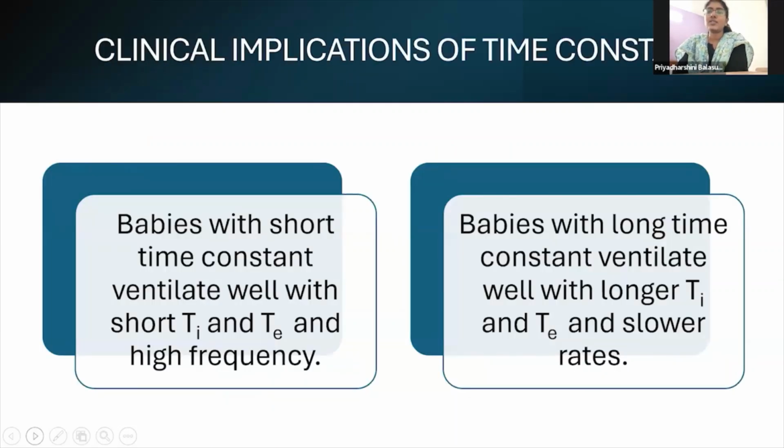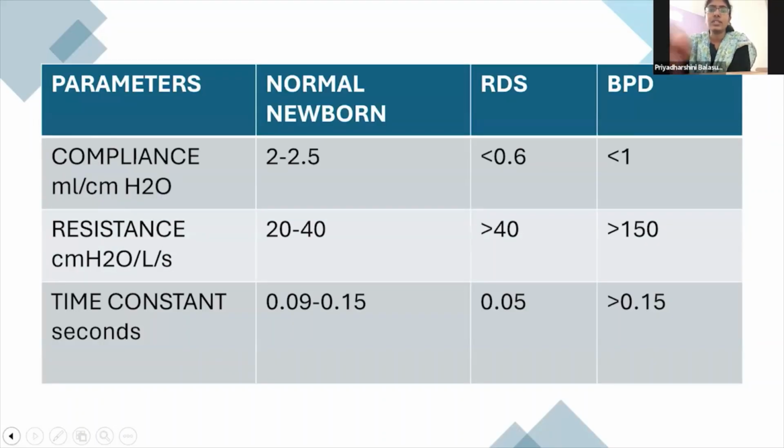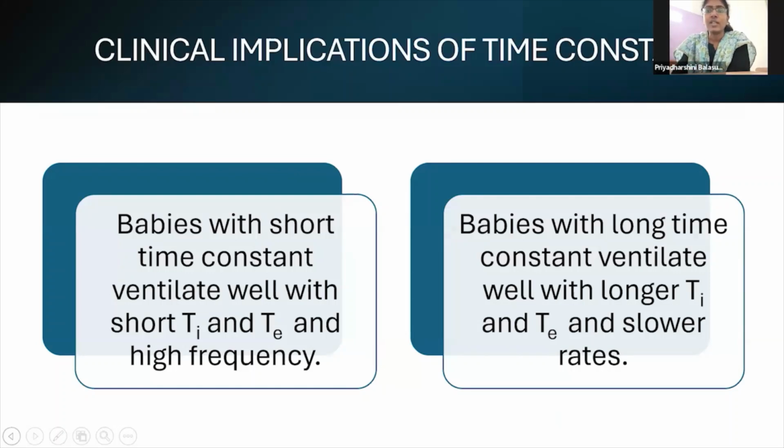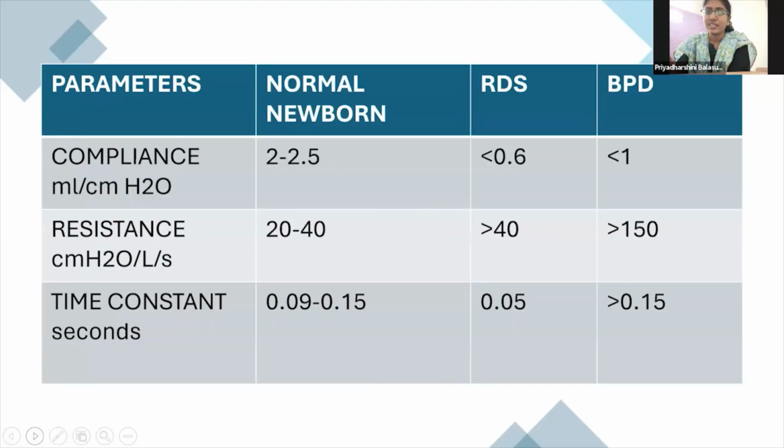So, clinical implications of time constant. Any babies with short time constant, they ventilate well by decreasing the TI and TE and increasing the rates. And babies with longer time constant, they ventilate better by increasing TI and TE and decreasing the rates. This is actually what Sir pointed out with the previous presentation, where the baby with RDS will have shorter time constant. So they will be ventilating better with the shorter TI and TE and increasing the rates. I have actually prepared a presentation with ventilator waveforms on how to adjust TI and TE. Now we'll change over to that.